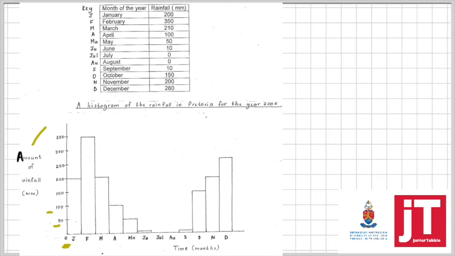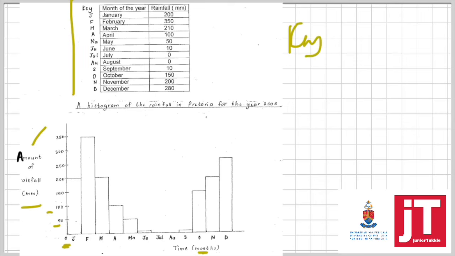You can't just measure rainfall. The amount of rainfall, unit, millimeters, and then, not month, that's a unit. The heading is time. That's an easy trick. And then no spaces between the bars, and the bars must be the same width. And then I use JFMA, that's my key. And then I just put it next to my table because I didn't have any other space.